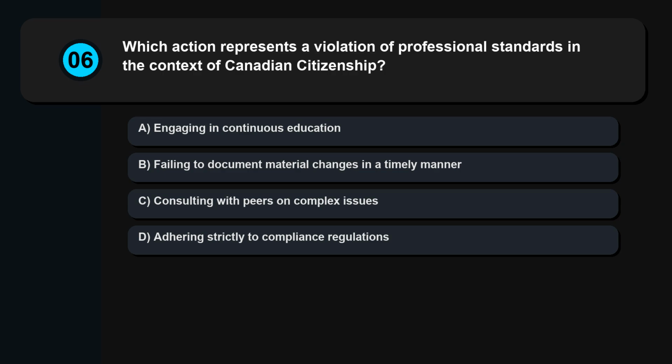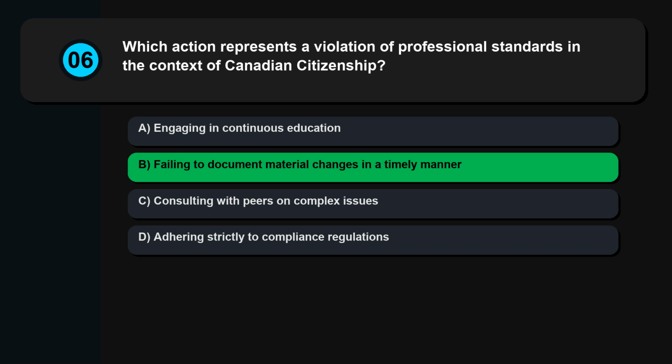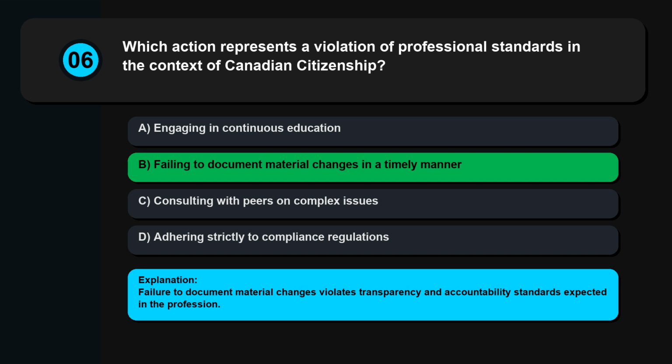Question 6. Which action represents a violation of professional standards in the context of Canadian citizenship? Engaging in continuous education, failing to document material changes in a timely manner, consulting with peers on complex issues, adhering strictly to compliance regulations. Failure to document material changes violates transparency and accountability standards expected in the profession.